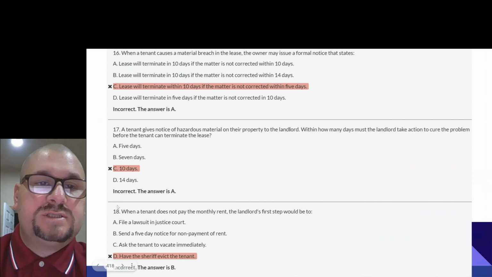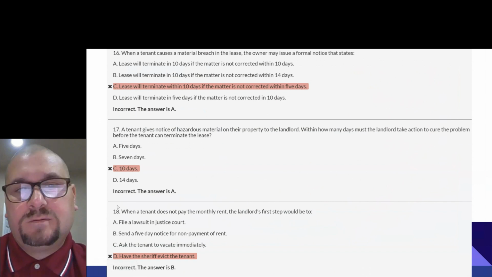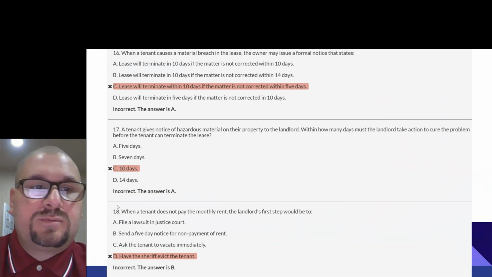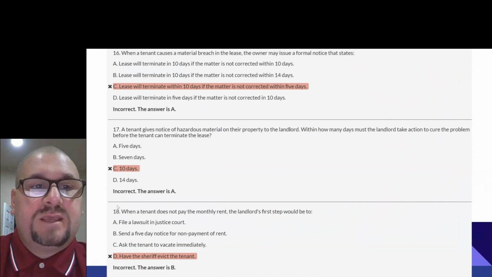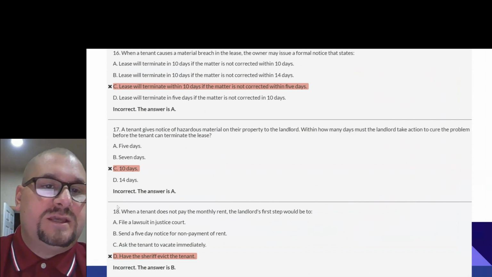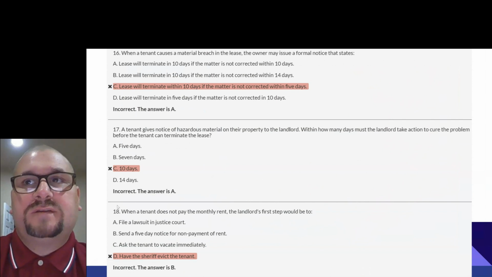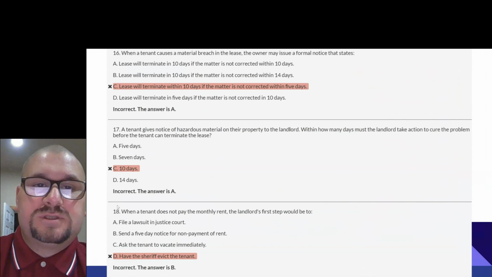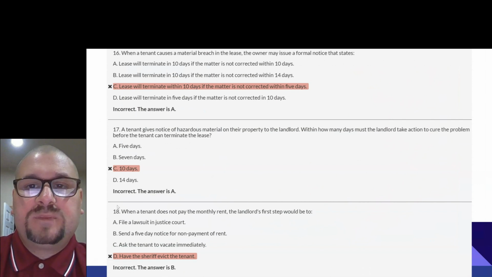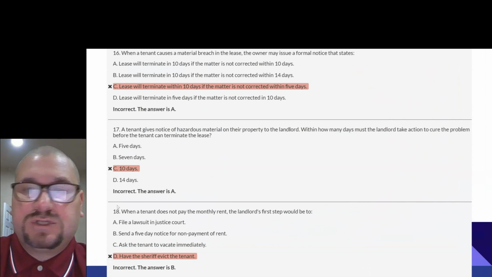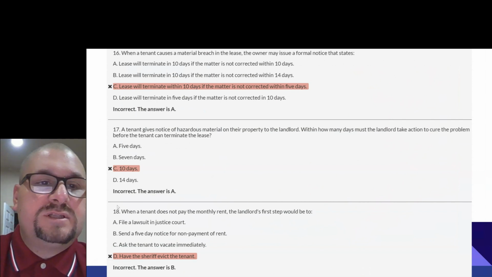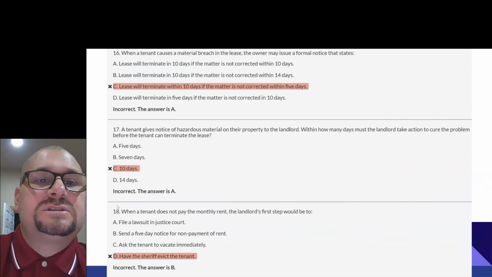The tenant gives notice of hazardous material on their property to the landlord. Within how many days must the landlord take action to cure the problem before the tenant can terminate the lease? A, alpha, 5 days. So the landlord has 5 days to take action to cure the problem.